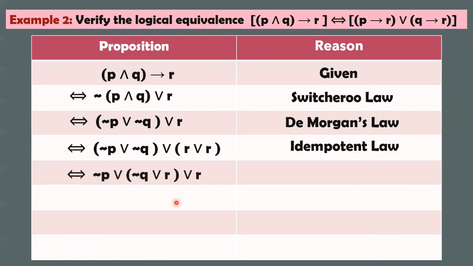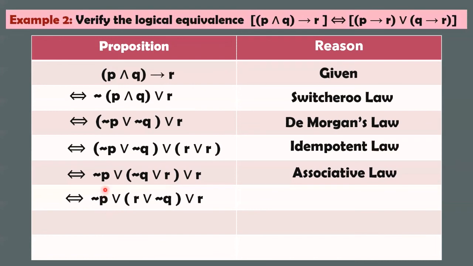Anong nangyari? Nagkaroon ng changes sa groupings. Kung kanina ito yung magkaka-group, ngayon ang magka-group na si not Q at R. Okay? So kapag nag-change ng groupings, associative law ang tawag. Alright? Okay. And then, tingnan nyo to. Anong ginawa ko? So, ganun pa rin, not P here, andito pa rin yung R. Ang nangyari sa loob ng parenthesis, pinag-switch ko ng position. Si R at si negative Q. Ito oh. Okay? Pag nag-switch ng position, what do you call that law? Commutative law.